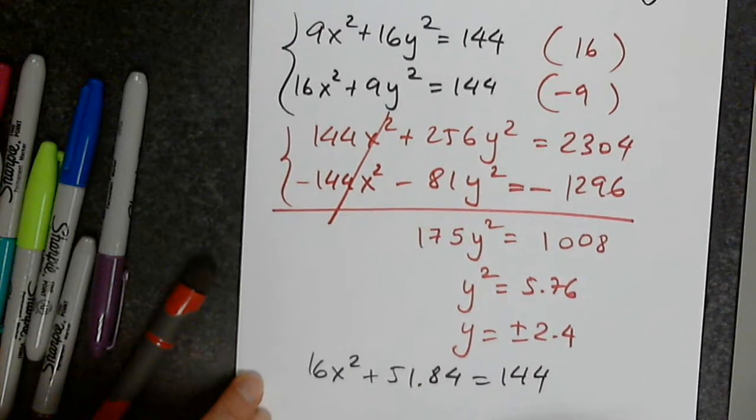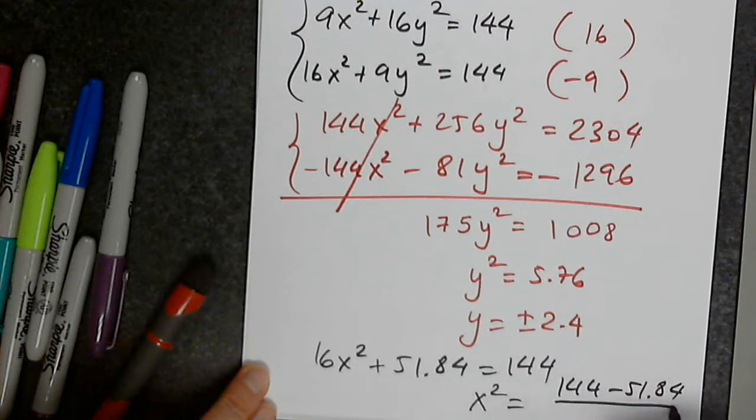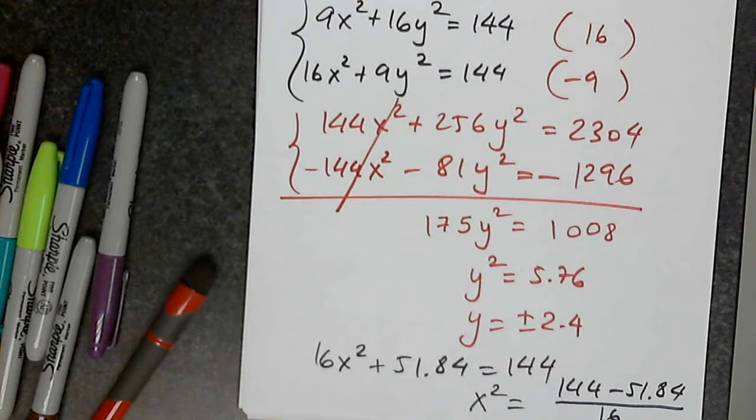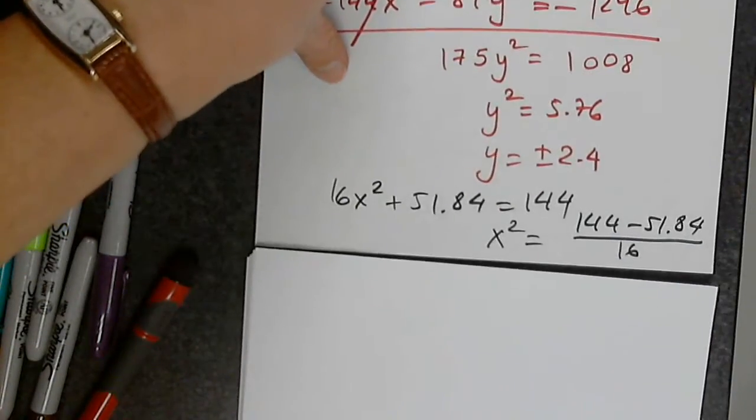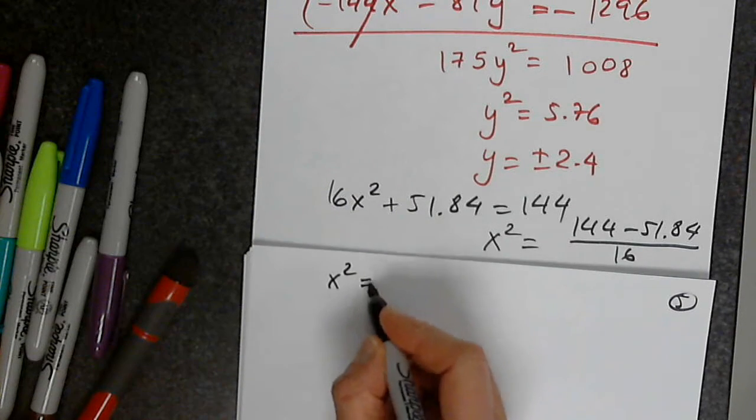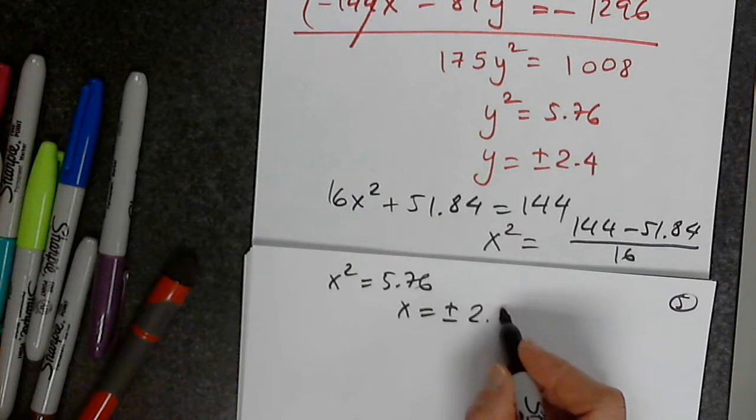and equals 144. And I get x squared by subtracting 51.84 from 144 and dividing by 16 and taking the square root and getting x plus or minus. You will see this procedure often. Guess what? I got 5.76. They are symmetric. I should have said that from the beginning. So then x squared equals 5.76, and of course x equals plus or minus 2.4.